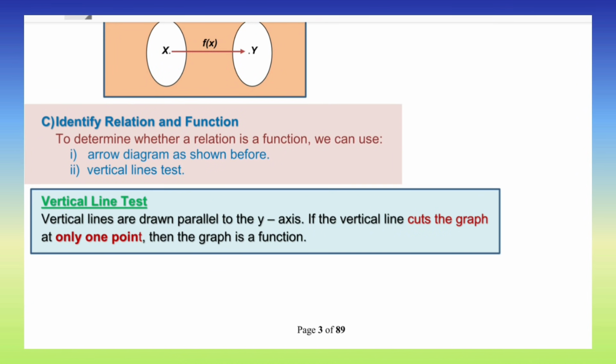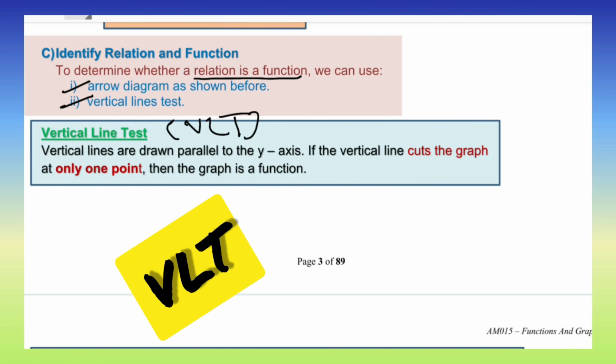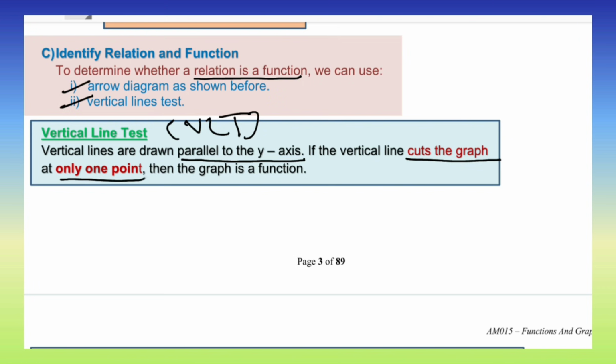How to identify a relation and a function? To determine whether a relation is a function, we have two methods. The first one is the arrow diagram. The second one is the vertical line test. So what is the vertical line test, or VLT? Vertical lines are drawn parallel to the y-axis. If the vertical line cuts the graph at only one point, then the graph is a function. However, if the vertical line cuts the graph at more than one point, then the graph is not a function.